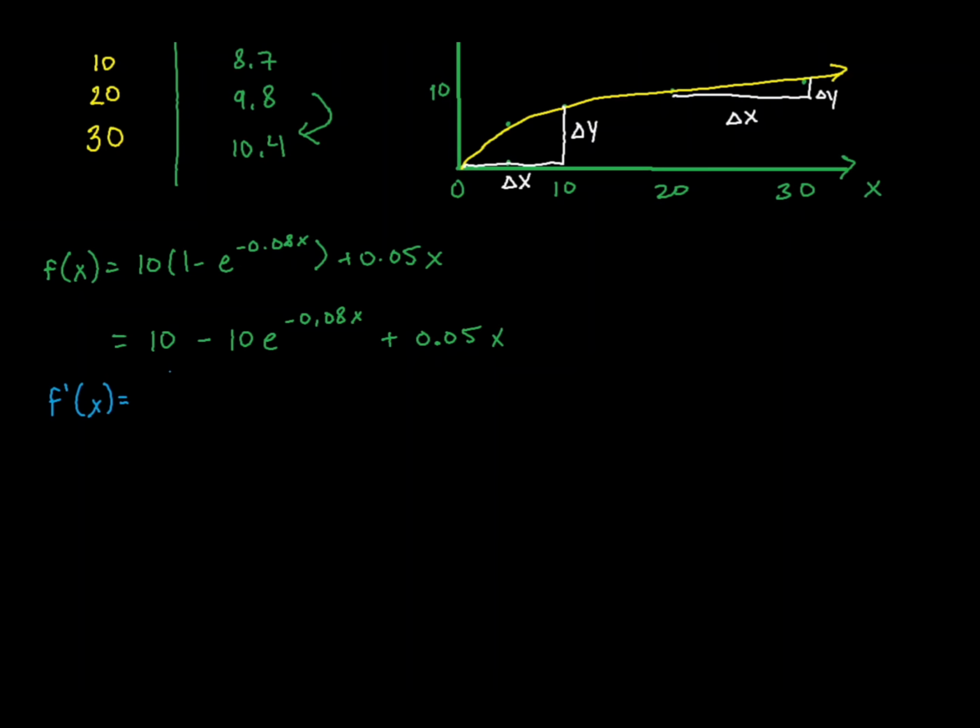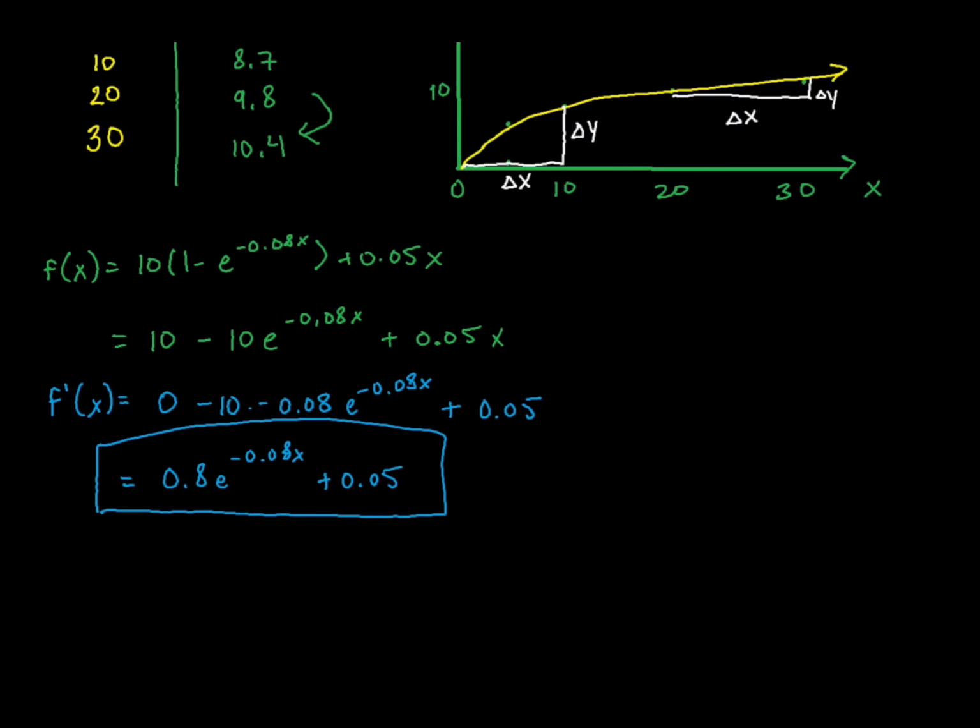The derivative of a constant is just going to be 0. We're going to move the negative 0.08x to the front using the power rule, and then recall that e to the x, the derivative of that is just e to the x. And then we have the 0.05 at the end there. So multiplying this out, we get 0.8 times e to the negative 0.08x plus 0.05. And this will be our derivative and our answer for part A.